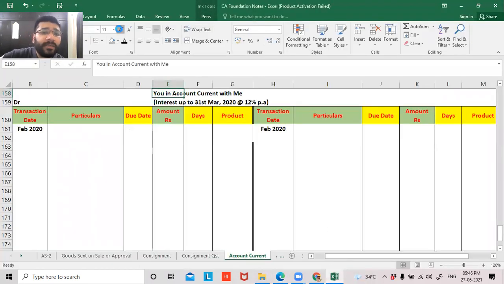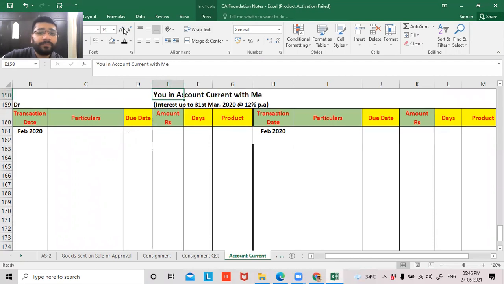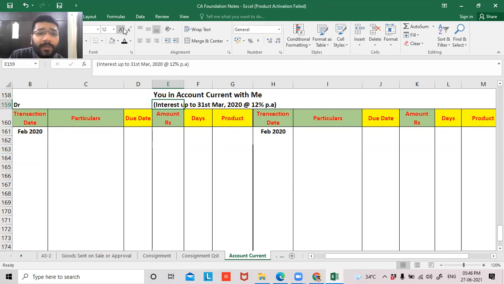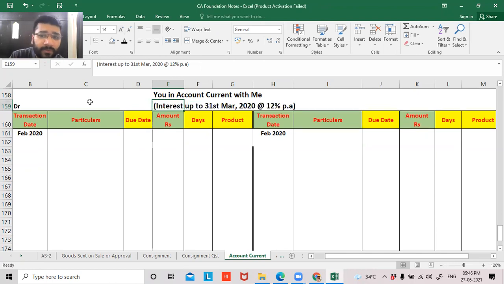You in account current with me. What do you say guys? Yes or no? Yes, sir. Interest up to 31st March 2020 at 12% per annum. Please note down the heading guys, we'll proceed forward. Please note down the format.